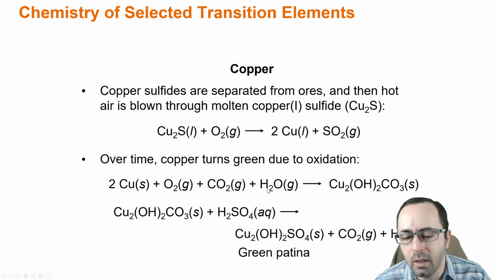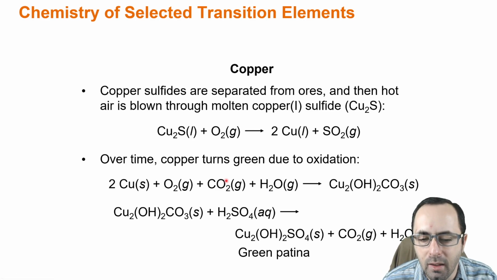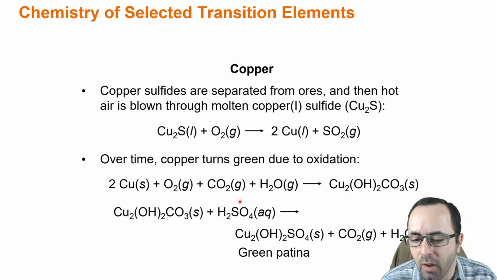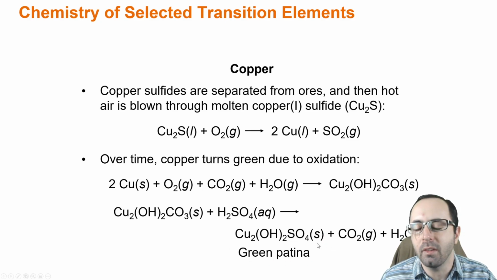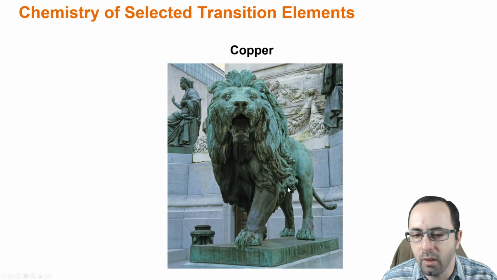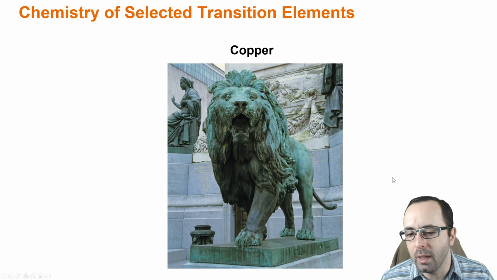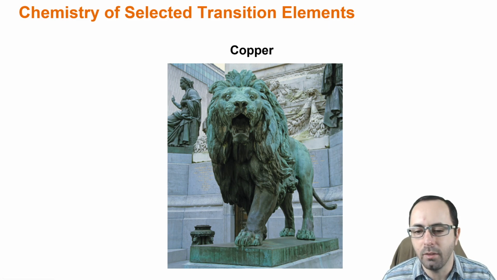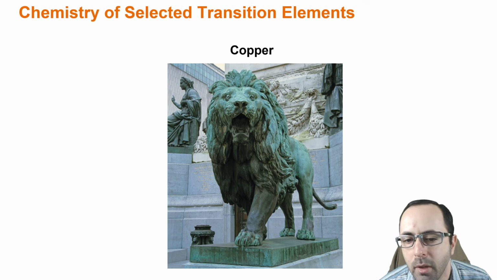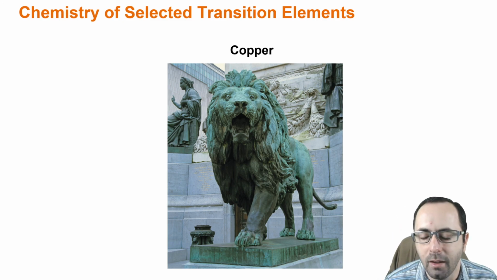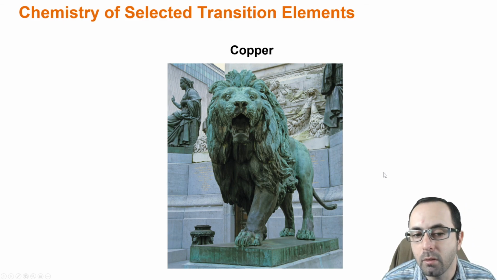But what's something that's really interesting about copper is that if it's outside in the air with oxygen, CO2, and water, and there's often some acid in the rain, it will finally react with that acid in the rain and form what's known as a green patina. And that green patina is what you saw on the Statue of Liberty. That's why the Statue of Liberty is green, or this copper statue of a lion is green due to that green patina. If you were to scratch it, underneath is the brown copper, but on the surface is this green patina. And so that's some interesting transition metal chemistry there.